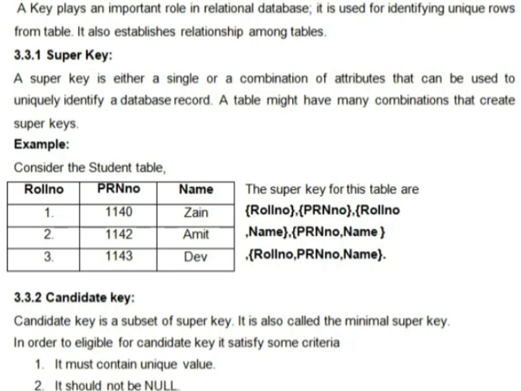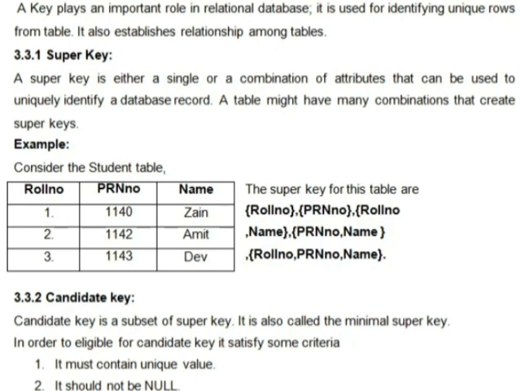Super key is a key which is either a single or a combination of attributes that can be used to uniquely identify the database record. A table might have many combinations that create the super key. For example, in this particular table, we will be having student as a relation name, roll number is the attribute, and 11140 and Zen is the tuple.